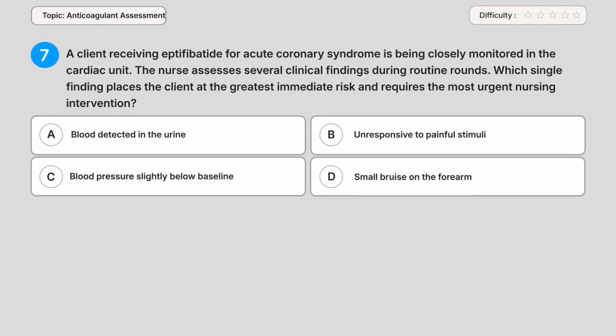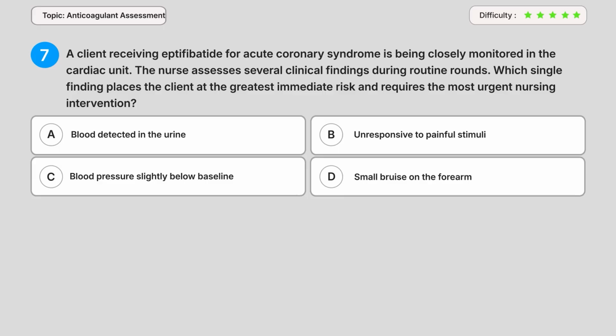7. A client receiving eptifibatide for acute coronary syndrome is being closely monitored in the cardiac unit. The nurse assesses several clinical findings during routine rounds. Which single finding places the client at the greatest immediate risk and requires the most urgent nursing intervention?